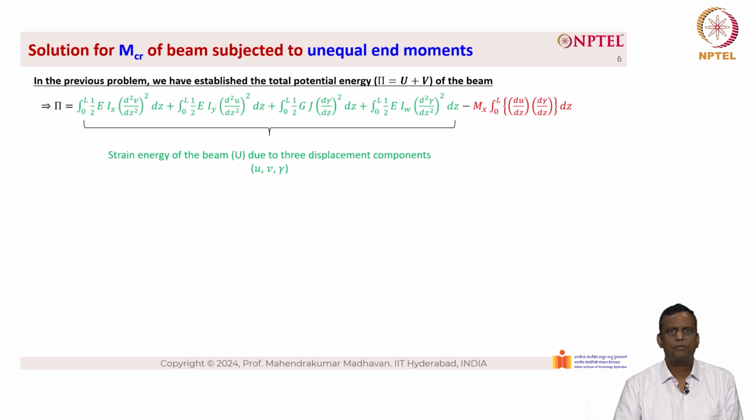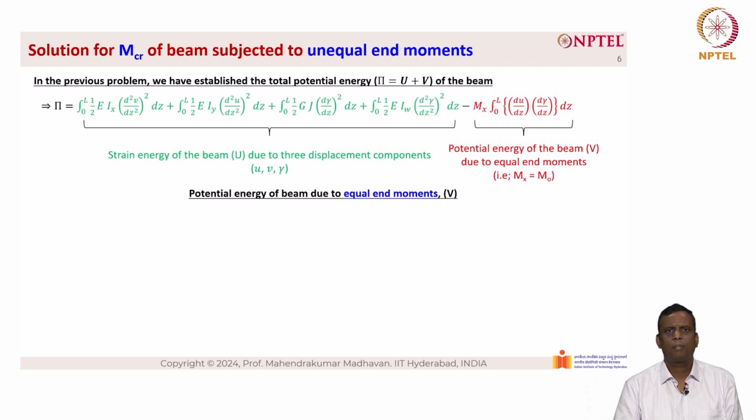So the strain energy of the beam U due to three different displacement components u, v and gamma are given here, and the potential energy of the beam V due to equal end moments, that is Mx equal to M0, is shown on the right hand side in red color. So let us look at the potential energy of the beam due to equal end moments.